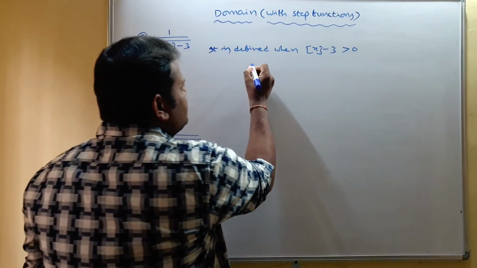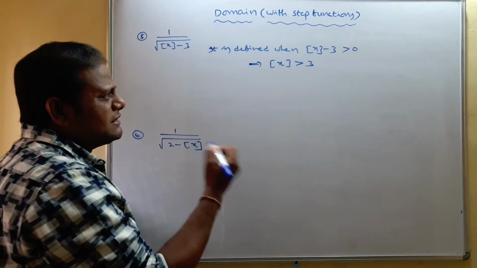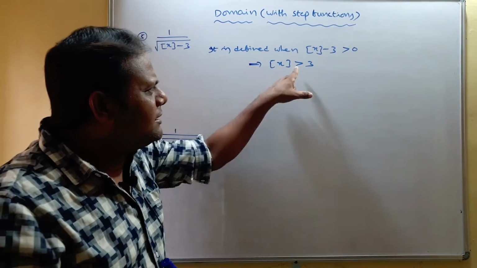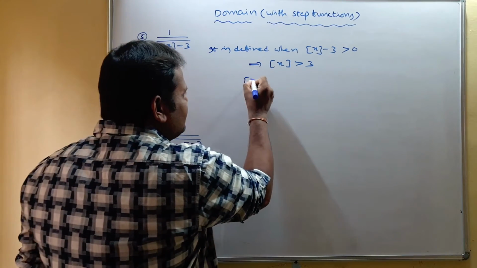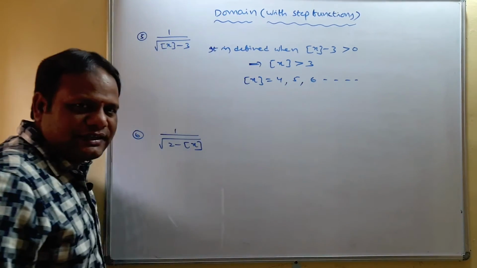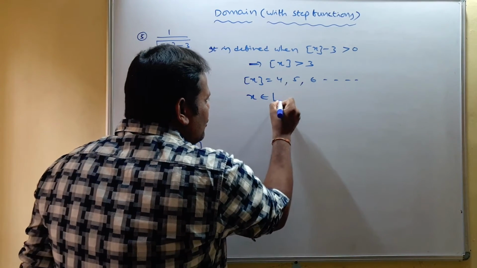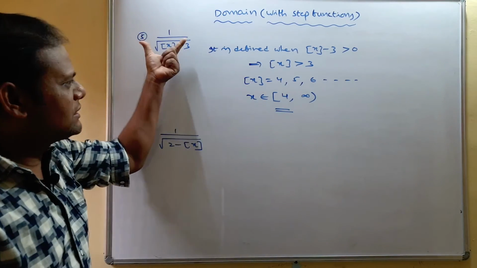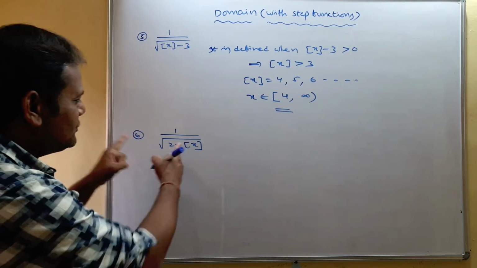So from this you can take step x is greater than 3. We know one thing: step x is always an integer, and here it is greater than 3. So greater than 3 means definitely step x starts from 4 or 5 or 6 and so on. Now can you tell the values of x? So x belongs to the closed interval 4 to infinity. So the domain of this function is the closed interval 4 to infinity. Clear?